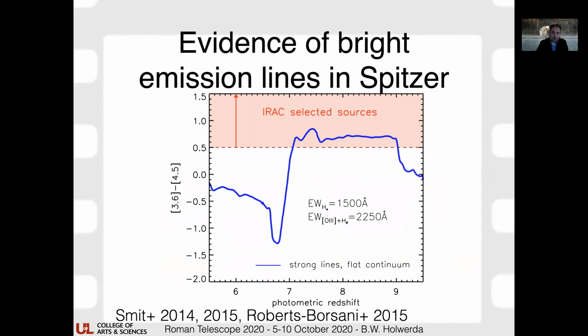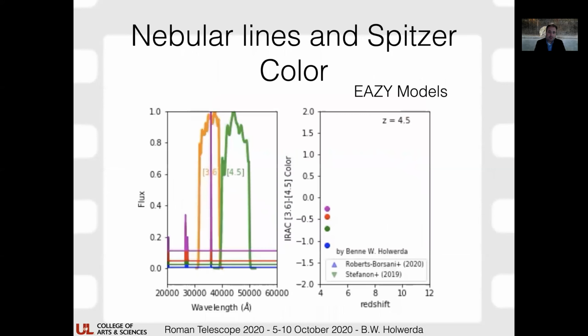So what do we do now that Spitzer is no longer there? That's the next question. Spitzer gives us an additional piece of information, which is that if there are strong nebular emission lines, these will actually end up in the 4 micron band. So the IRAC colors actually tell us whether or not there is strong H alpha, oxygen 3, and H beta emission. Renske Smit predicted that in 2014, and Guido Roberts-Borsani used that to identify even higher redshift galaxies. So this is roughly how that works.